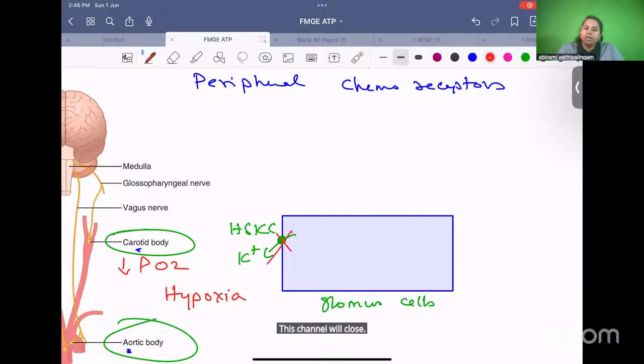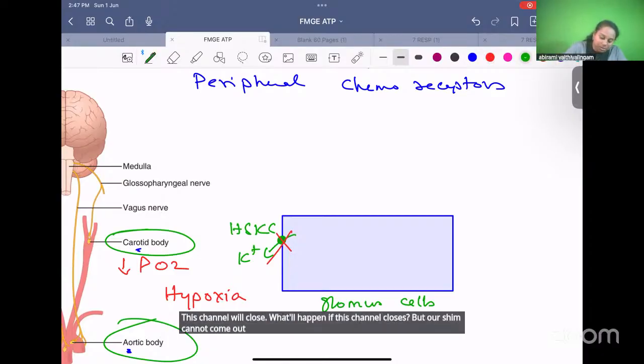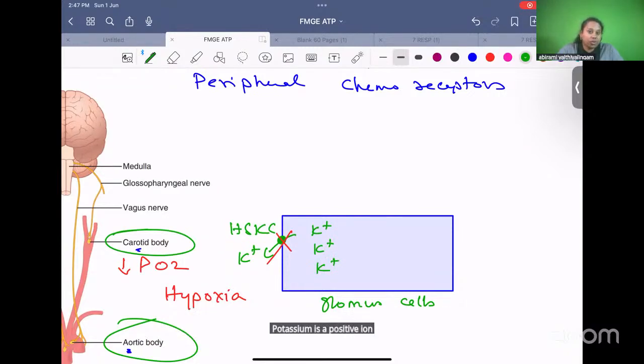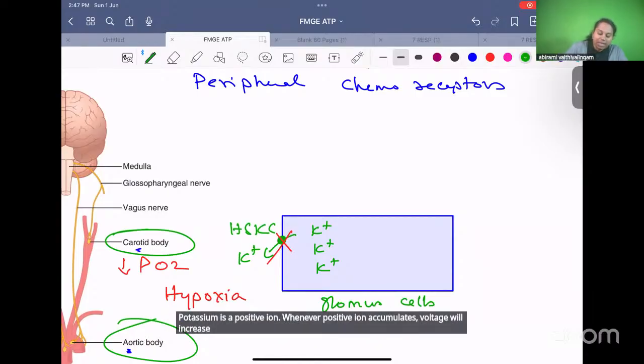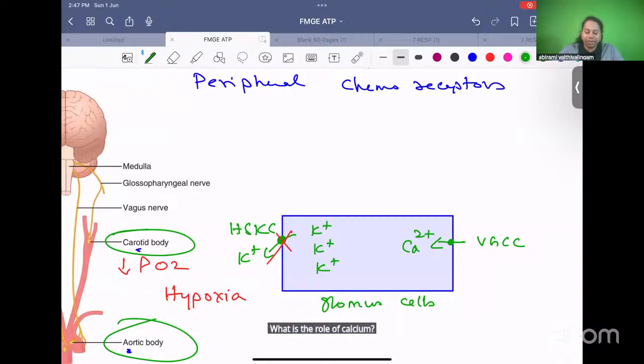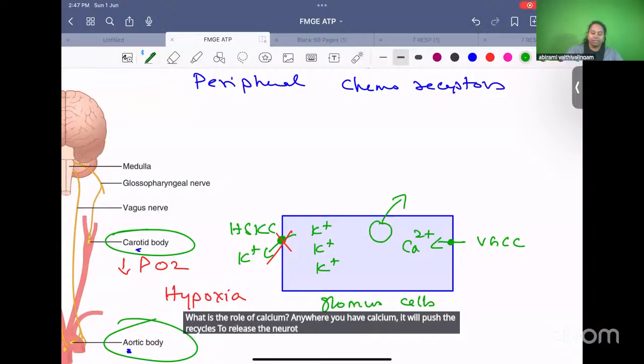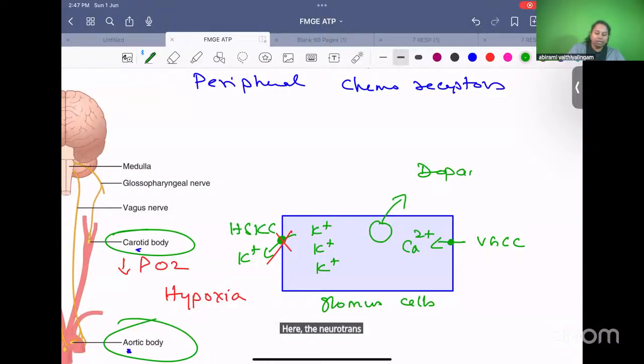What will happen if this channel closes? Potassium cannot come out, so potassium begins to accumulate inside the cell. Potassium is a positive ion. Whenever a positive ion accumulates, voltage will increase, and this will open voltage-gated calcium channels and calcium enters inside. What is the role of calcium? Anywhere you have calcium, it will push the vesicles to release the neurotransmitter. Here the neurotransmitters are dopamine and ATP.